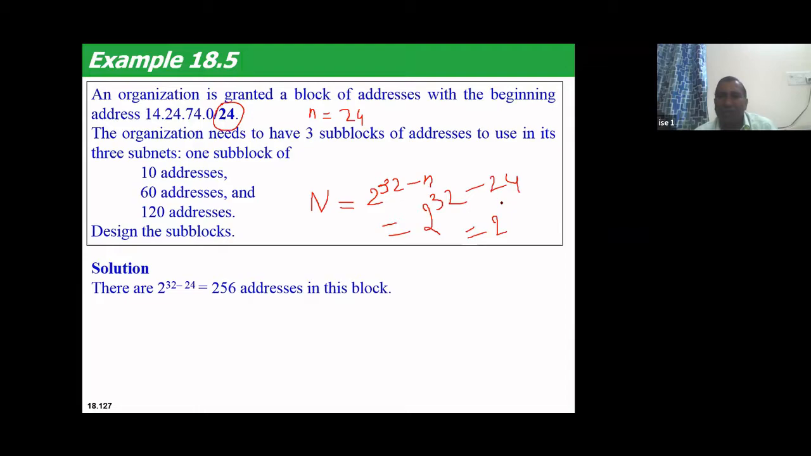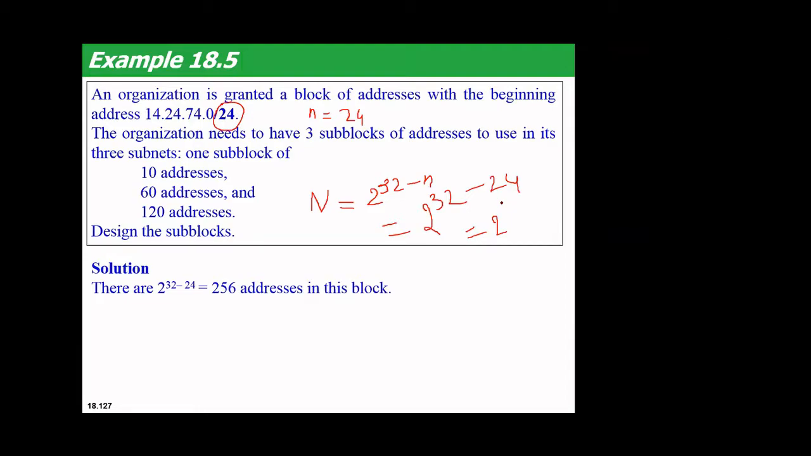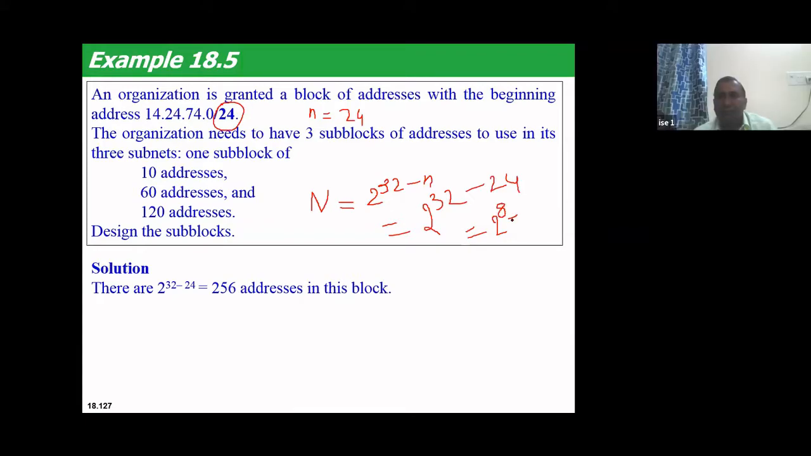How much will it be? 2 raised to the power 8, and 2 raised to the power 8 is nothing but 256. So this 256 is the number of addresses in the block that have been assigned.